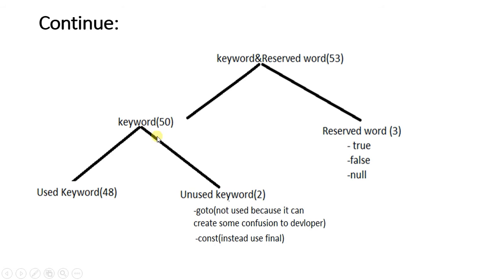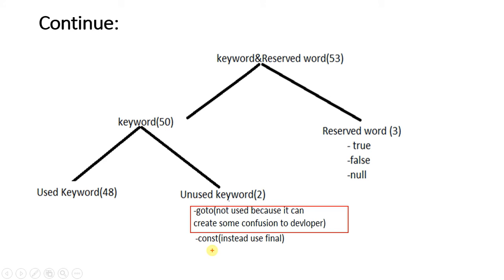Again, I make keyword categories: used keywords and unused keywords. Let's firstly concentrate on the unused keywords, and here we concentrate on goto. First of all, what is meant by the goto keyword? The goto keyword is used in C and C++ also, but in Java this is an unused keyword. We cannot use it in Java because it can create some confusion for developers.